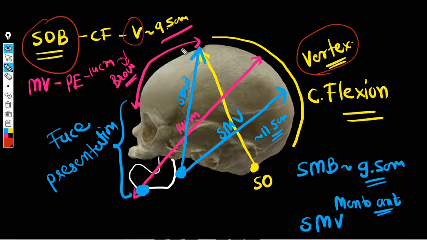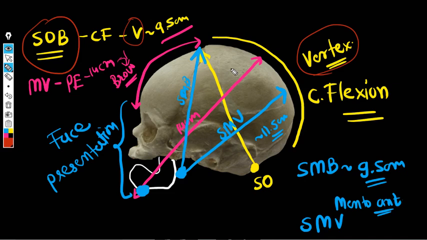Second presentation will be brow presentation. In brow presentation, the engaging diameter will be mento-vertical, that is a very big diameter of 14 centimeter. With the brow presentation, the head cannot just normally deliver, because 14 centimeter is a very big diameter, and in the pelvis a 14 centimeter anteroposterior diameter is just not available at all.